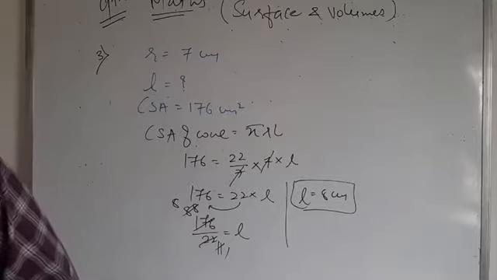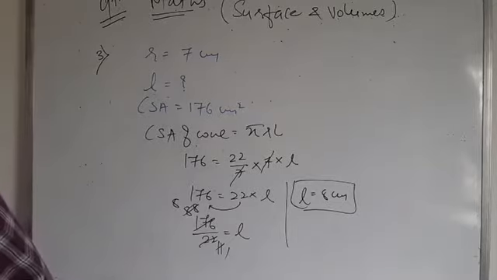Now we are moving on to the next question. The curved surface area of the cone is 60 pi centimeter square.